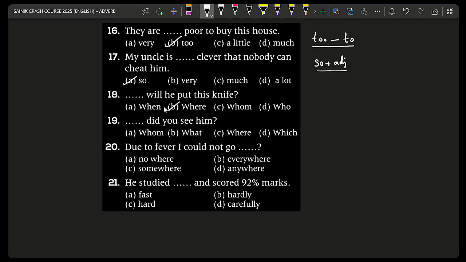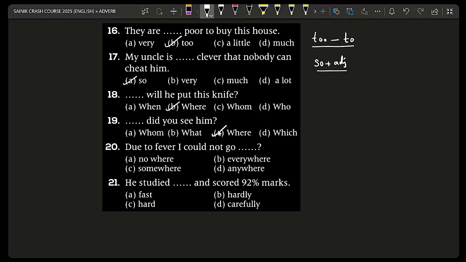Now, 19th onwards, who will answer? Bhuvana, can you read the 19th question? Bhuvana, read loudly. Your voice is too low. Dash, did you see him? Yes, sir, where did you see him? Very good. What about 20?